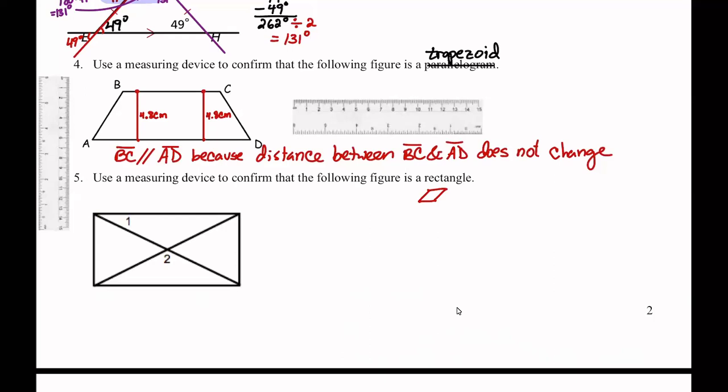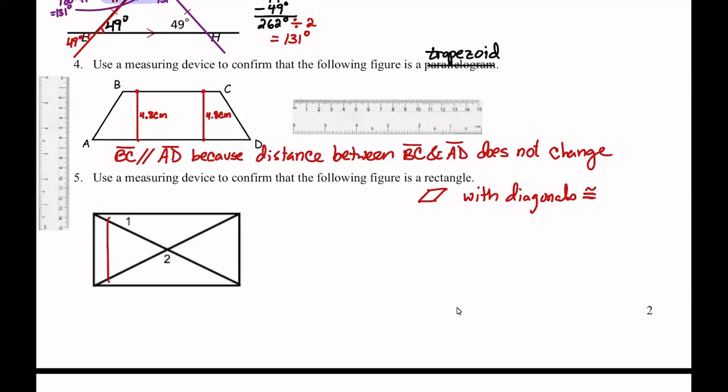Now, if the diagonals are congruent, that parallelogram is a rectangle. So a parallelogram with diagonals congruent. All right. Now, earlier I mentioned that one of the characteristics of a parallelogram is that the diagonals bisect each other. All right. So we could demonstrate that a figure is a parallelogram if the diagonals bisect each other.